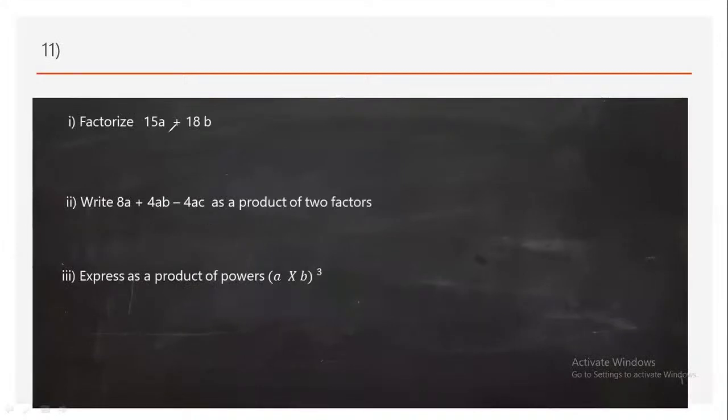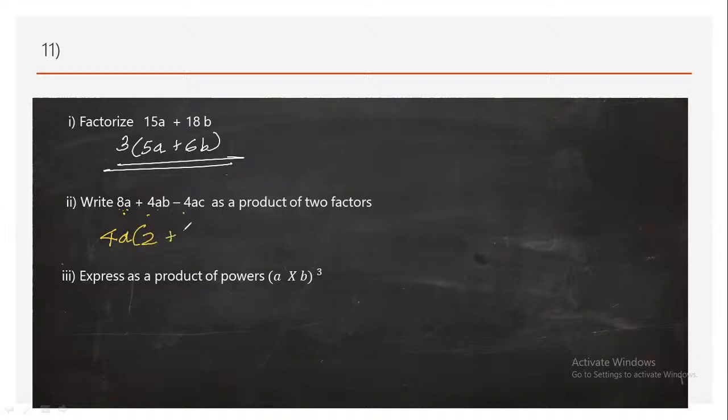Factorize 15a plus 18b. Look at this thing, 15, 18. You have to take the common factor out. 3 is common, right? So I will take 3 out. 15 divided by 3, that is 5a plus 6b. Next one. As a product of factors, so here also you have to take the common factor. Here divisible by 4, here 4, here 4. Take 4 here, here a, here also a, here also a. 4a out. Then 2 plus b minus c.